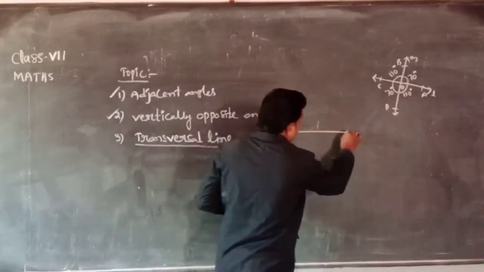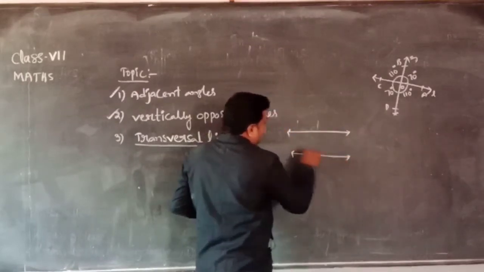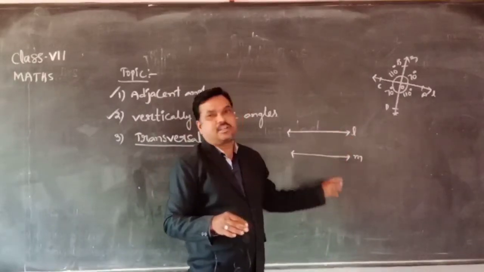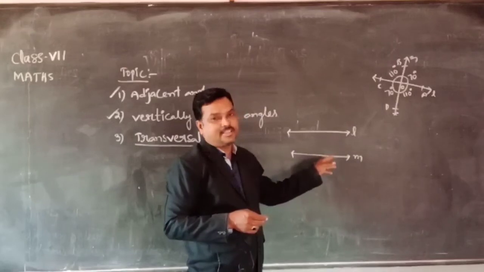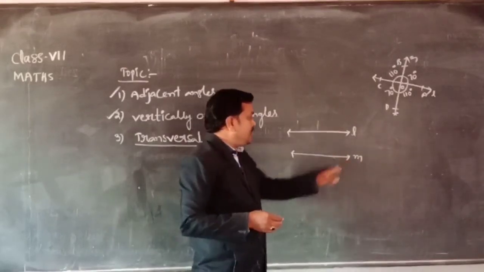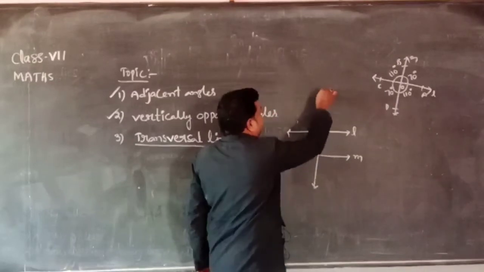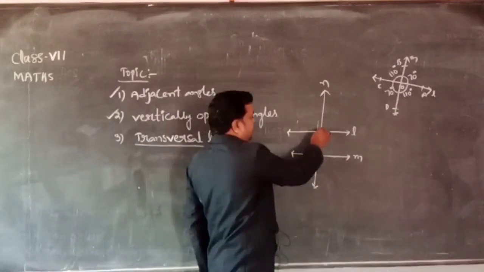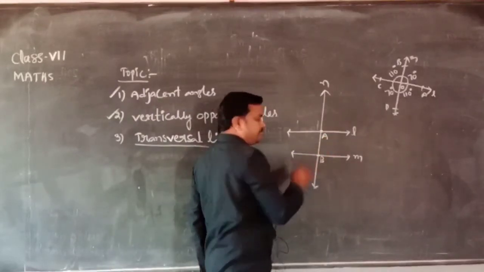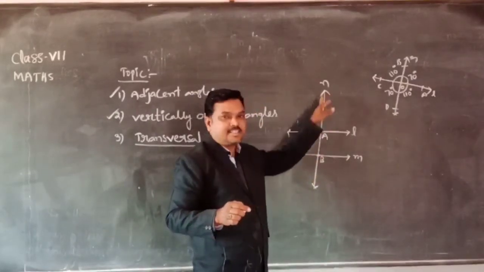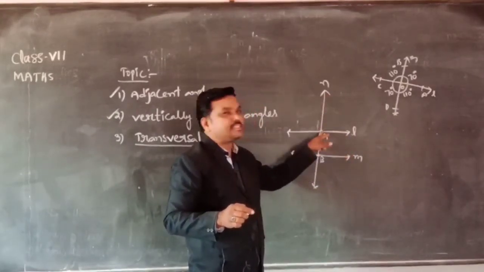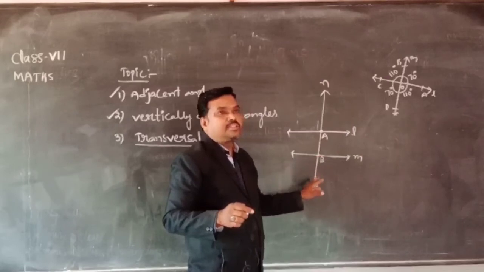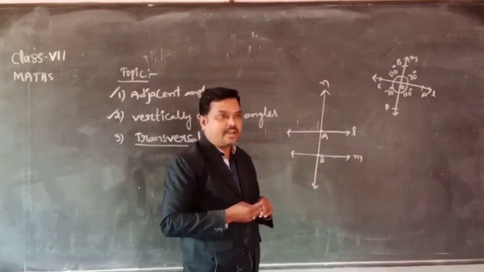Suppose, see the figure, L and M. These are two lines in the plane, and they are parallel lines because they do not intersect. These two lines are intersected by one more line N at two different points, A and B. The line N intersects the two lines L and M at two distinct points, A and B. So this line N is called the transversal line.